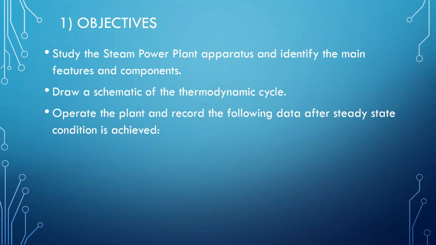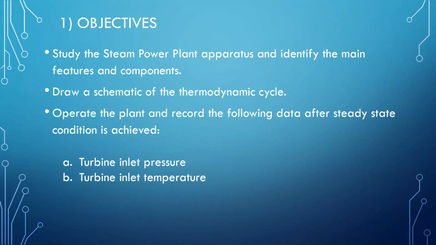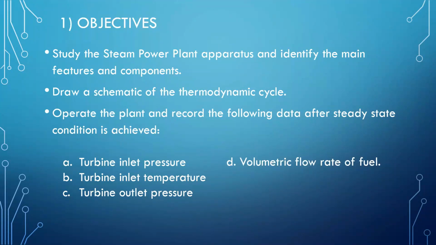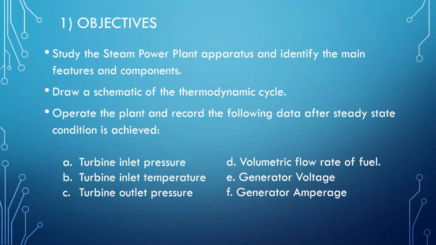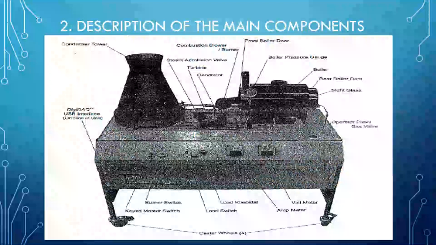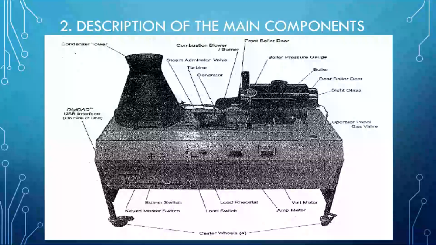Now some of the parameters we would want to record are the turbine inlet pressure, the turbine inlet temperature, the turbine outlet pressure, the volumetric flow rate of the fuel, the generator voltage, and last but not least, the generator amperage. Now we would want to identify the main components on the lab apparatus.